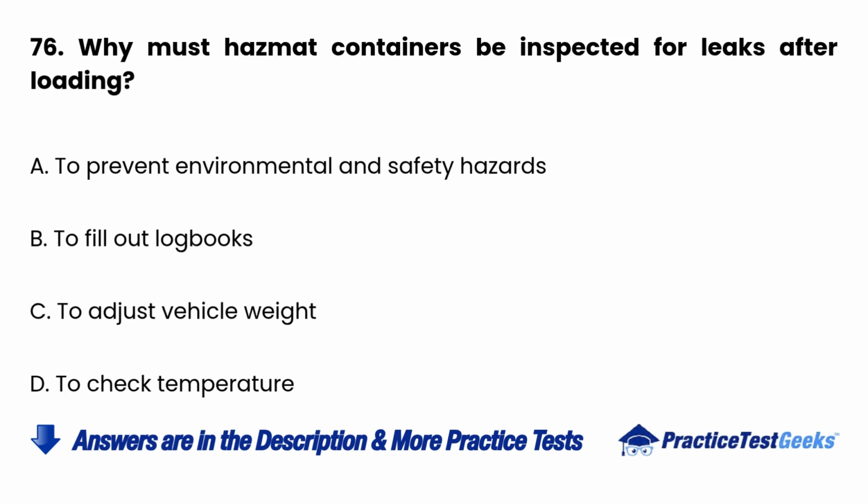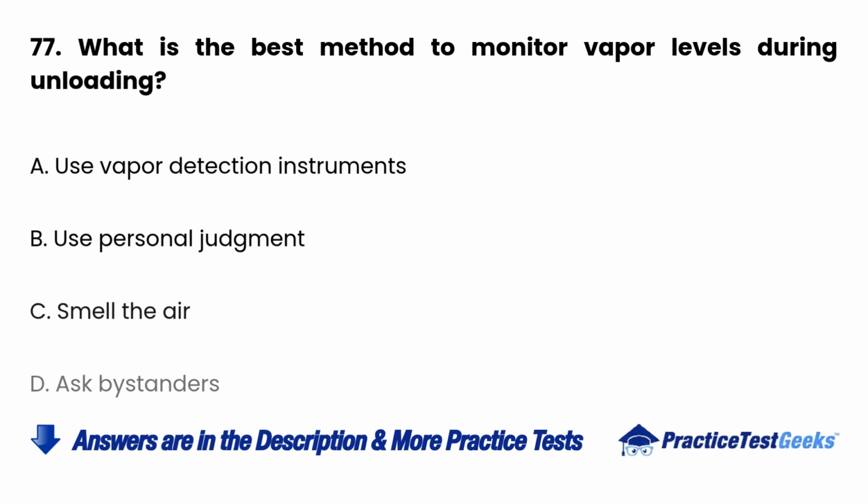77. What is the best method to monitor vapor levels during unloading? A. Use vapor detection instruments. B. Use personal judgment. C. Smell the air. D. Ask bystanders.